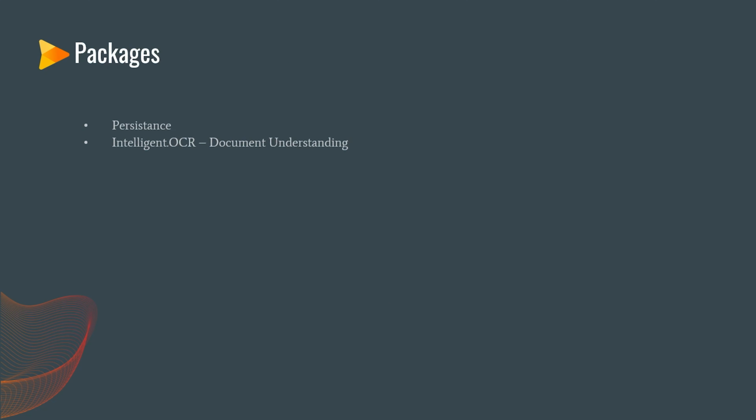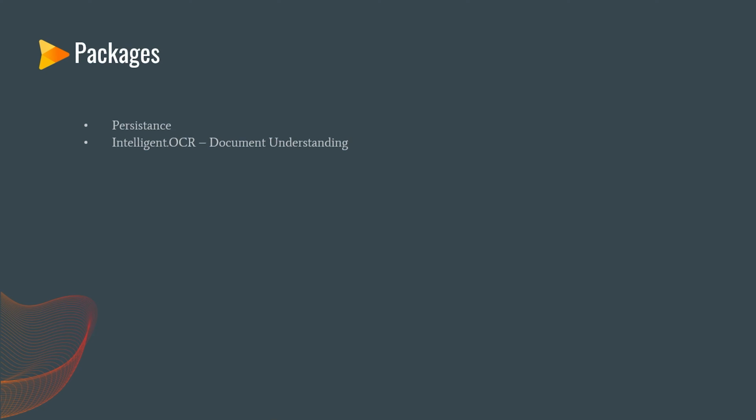We have activities from two packages. The first one is persistent activities, and the second one is from the intelligent.ocr package. So intelligent.ocr mainly contains the document understanding activities. For example, our document understanding process extracts some information from the PDF, and if it requires human approval or something, then those kinds of activities will be under intelligent.ocr.